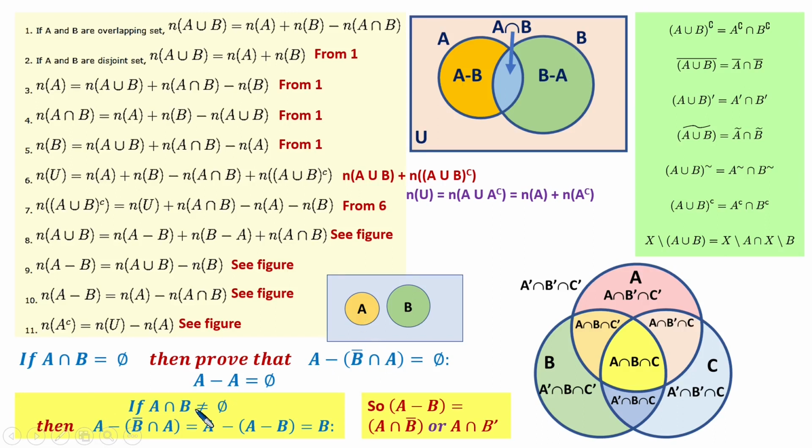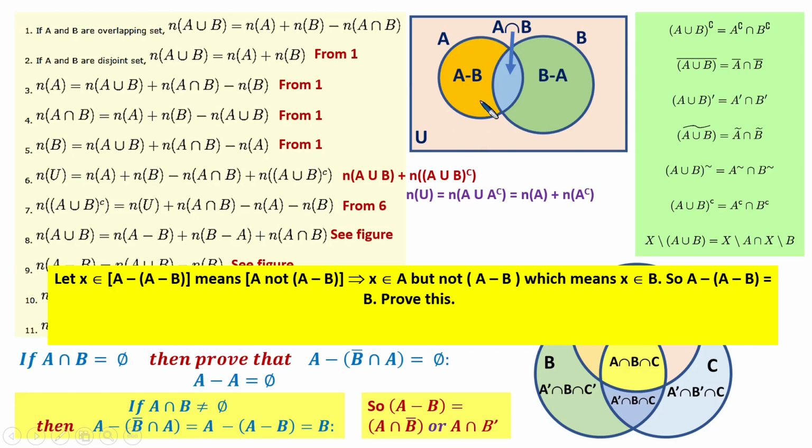Now if A intersection B is not disjoint but overlapping as shown here, then I can write A minus this B bar intersection A. B bar will be this pink region along with this orange also. So B bar intersection A will be A minus B, which we have shown here. So this is A minus B. This we have shown many times in previous slides also. So remember, A minus B is A intersection B bar, or you write it as A intersection B prime.